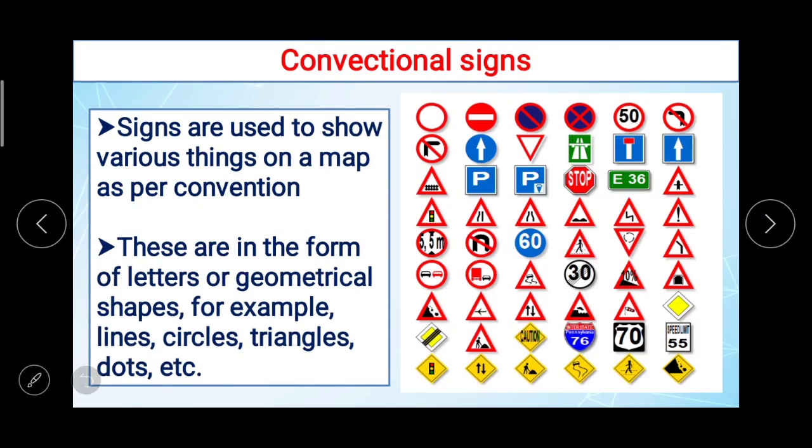The first one, conventional signs. Signs are used to show various things on a map as per convention, and these are in the form of letters, for example this P, or geometrical shapes, for example lines, circles like this, triangles or dots. These are the traffic signal conventional signs. This one triangle you can see, this one also.